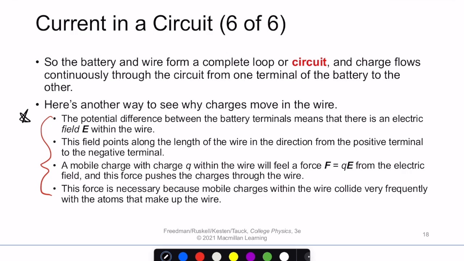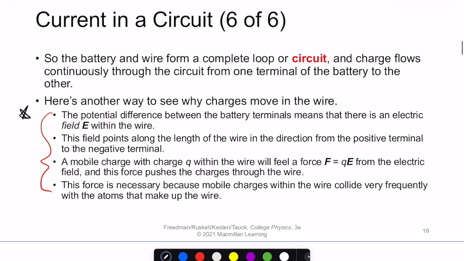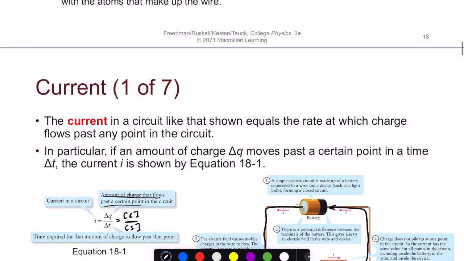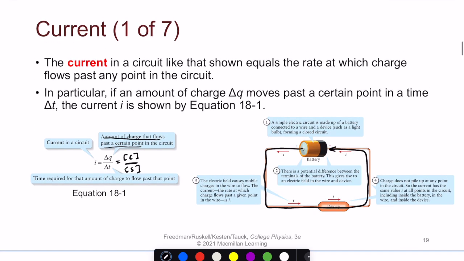And if that charge is negative, the force is going to point in the direction opposite to E. And if that charge is positive, then it'll point in the same direction as E. So we have a movement of charges. We've established that a battery gives these charges energy or produces an electric field that gives these charges a force to move along the wire.